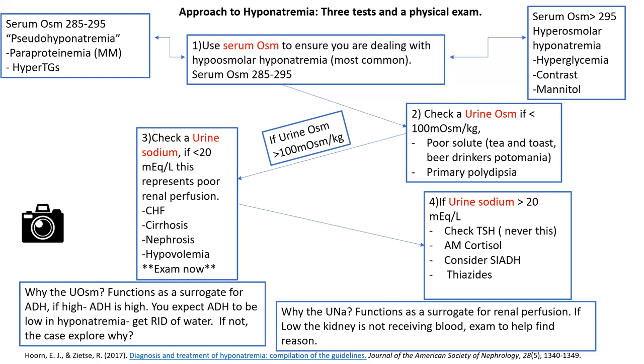Nice. And so when we find out why their ADH is high by looking at the urine sodium, we find out that they're some poor renal perfusion. Perfect. And then you look at the exam, their volume is down on the exam, and so they're probably just hypovolemic. Nice. Hey, man, that was really great.